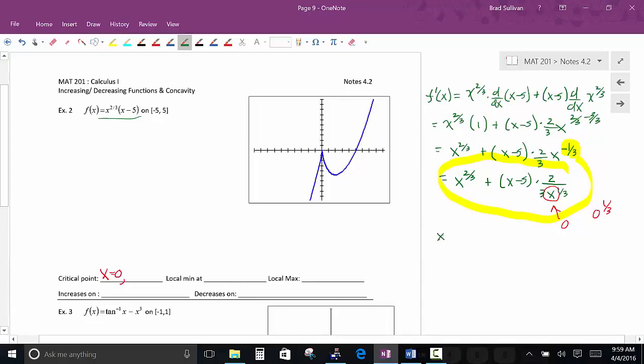So that's what I'll do now, is just write down this derivative: x to the 2/3 plus x minus 5. Let's just write it like this again. And let's set this equal to 0. Okay, let's go through and solve this equation. Now, this is where students get into problems: how in the world do I solve an equation like this? Well, first of all, general rule of thumb.